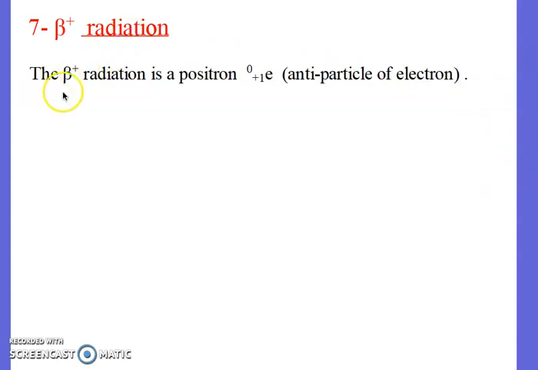Now beta plus decay or radiation. Beta plus, as I said, is a new particle for you. It's called what? Positron. Positron means from positive, tron from electron, because it looks very much like the electron. That's why it's called the antiparticle of electron. It's the same as electron, but its charge is positive. So it's completely different from the proton. Okay?